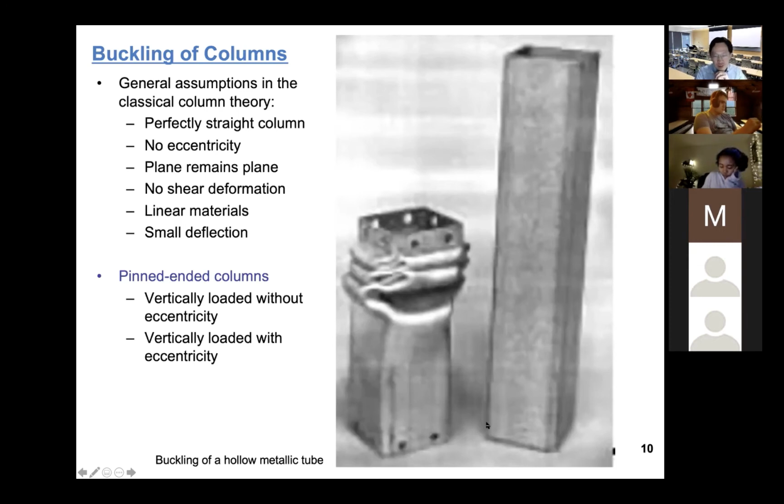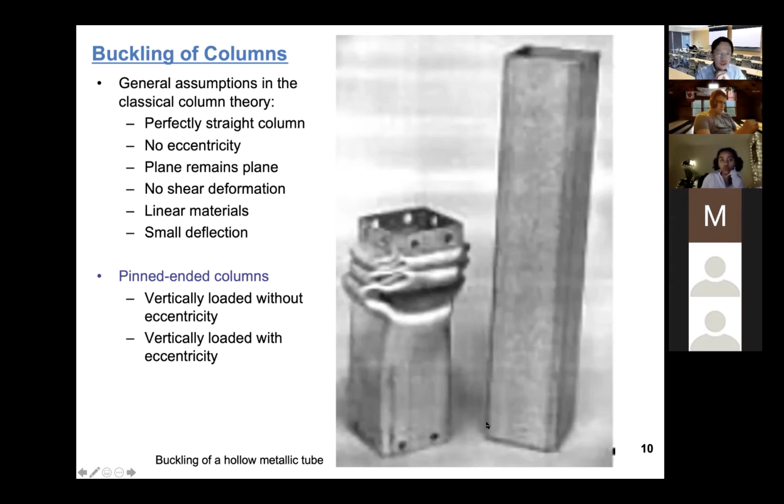And why do the columns have to be perfectly straight? That's because the geometric second order effects will not be considered. That's why we said perfectly straight columns. And similarly, when we say there's no eccentricity, that also means that second order geometric effects will not be considered. The same idea. But perfectly straight columns is not necessarily no eccentricity. These two are different.